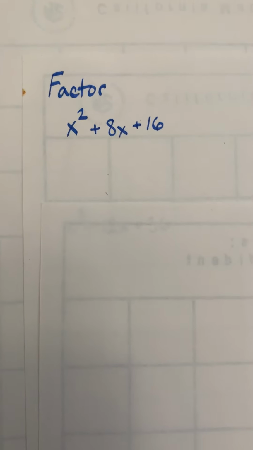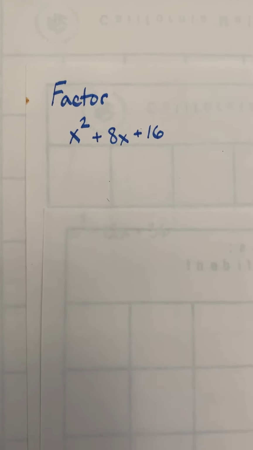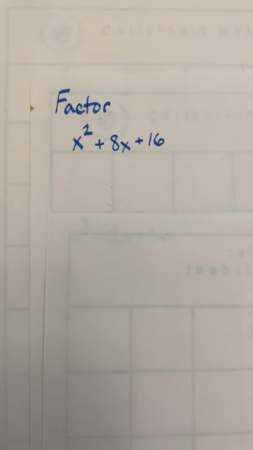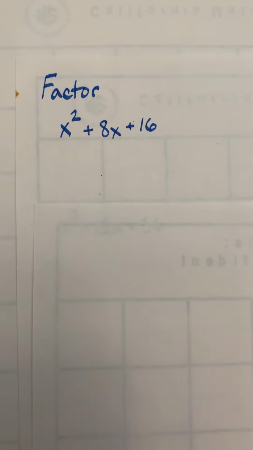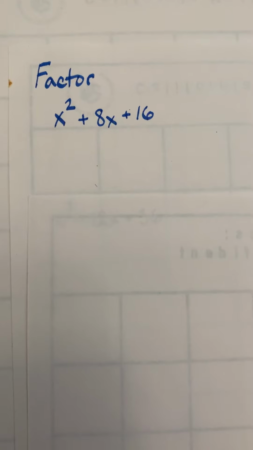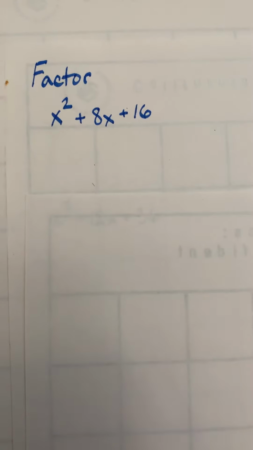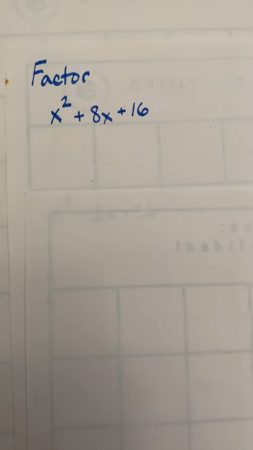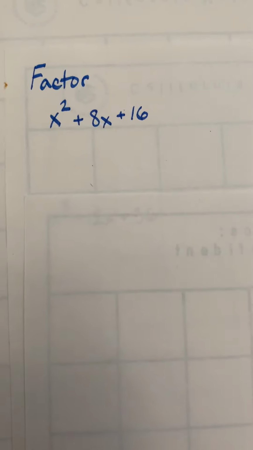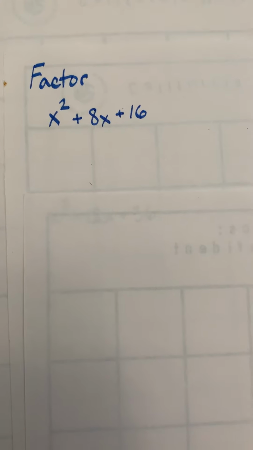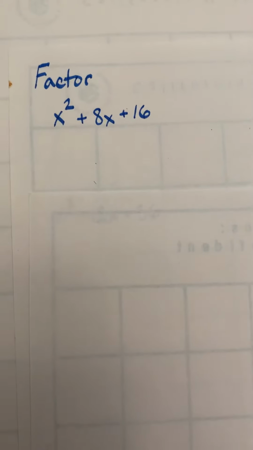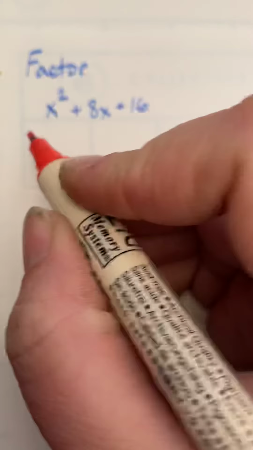Okay, so this is going to be kind of an introduction to completing the square. First, we're going to review quickly factoring. Not just any kind of factoring though. These are all going to be perfect square trinomials. So you're not always going to be able to factor this way, but this will give us a starting point.